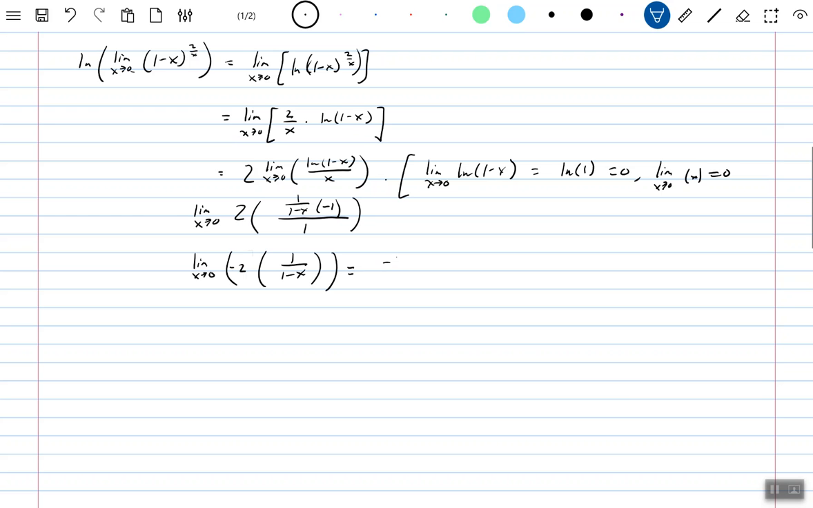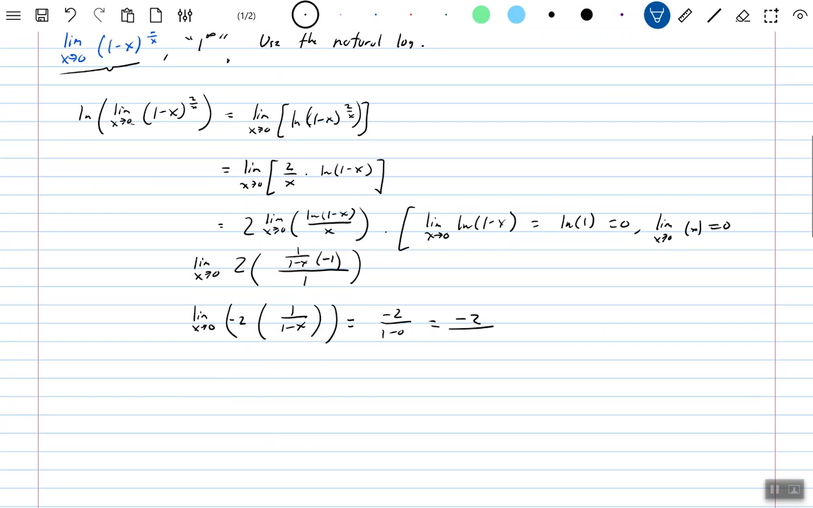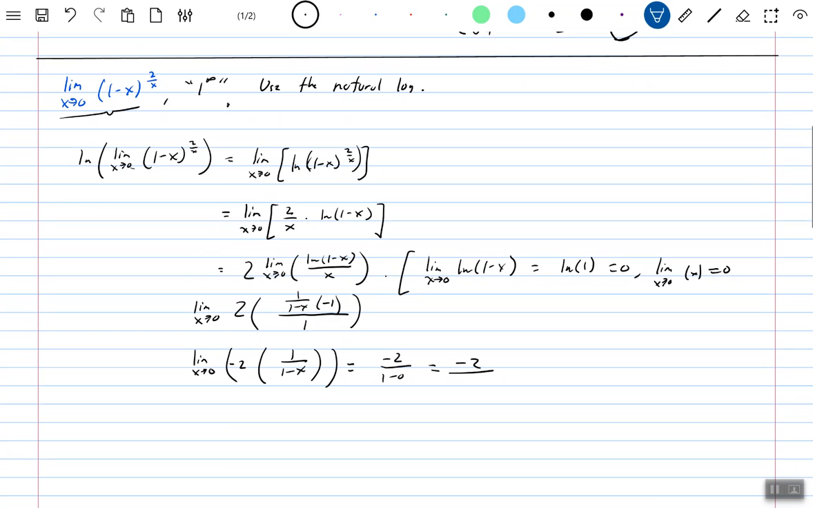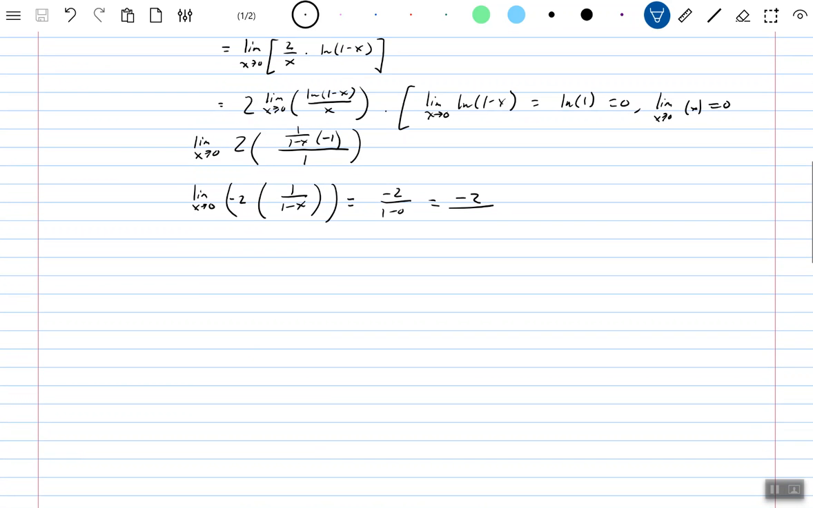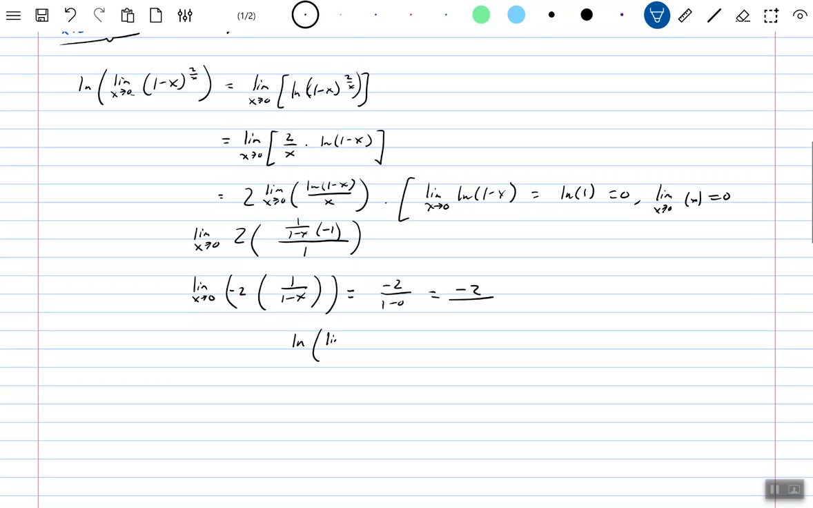Now, from here, what happens when we plug in? Well, that's just equal to negative 2 divided by 1 minus 0, which is just negative 2. Now, this is not our answer. Negative 2 is not equal to the limit as x goes to 0 of 1 minus x to 2 over x. Negative 2 is equal to the natural log of our problem. So the natural log of the limit as x goes to 0 of 1 minus x to the 2 over x is equal to negative 2.